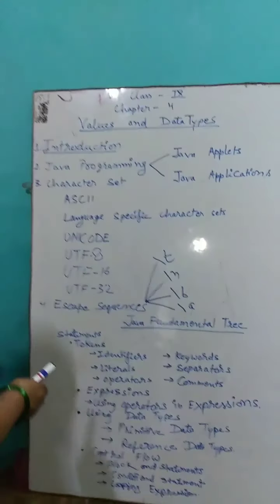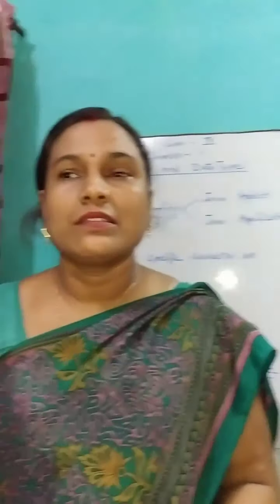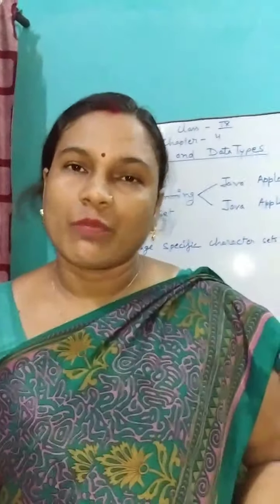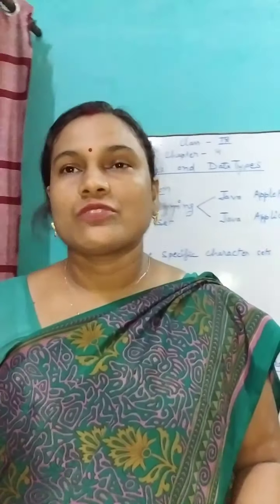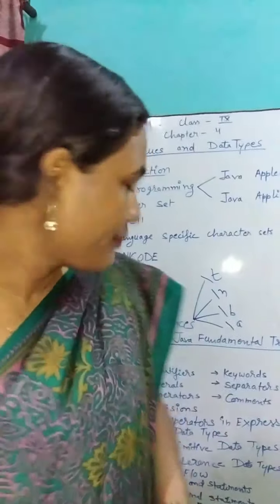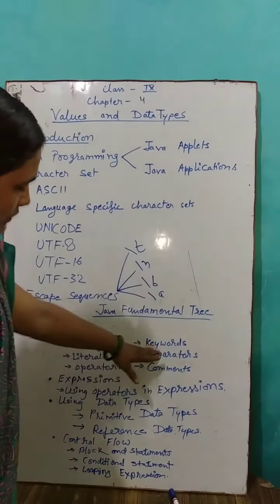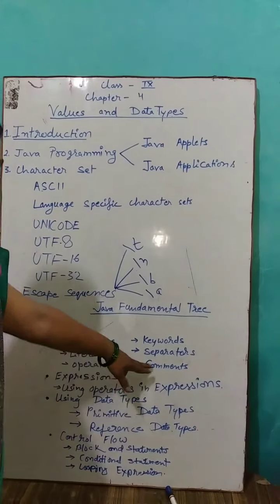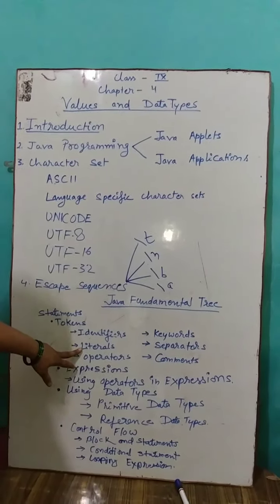Okay. Next is tokens. What is a token? Tokens are the basic building blocks of the Java programming language. These are of several types like identifiers, keywords, literals, operators, separators, punctuators, comments, white space, etc. Okay. So tokens: identifier, keywords, operators, comments, separators, literals, meaning constants, fixed values.